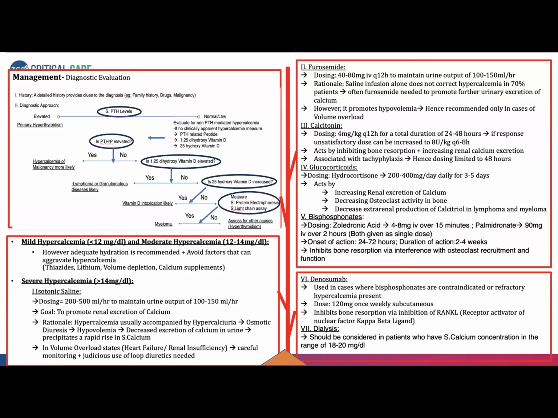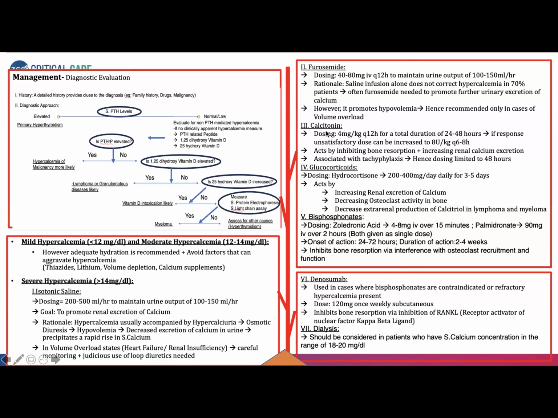So the next medication what we can use is calcitonin. Calcitonin is given as a subcutaneous form, 4 milligram per kg, 12th hourly. It can be increased up to 8 units per kg every 6 to 8 hourly. Normally, we give up to 200 to 250 subcutaneously.